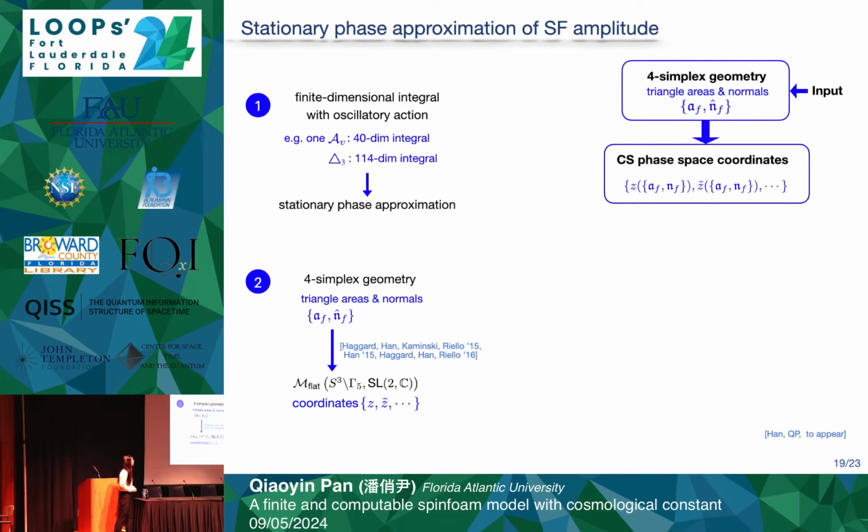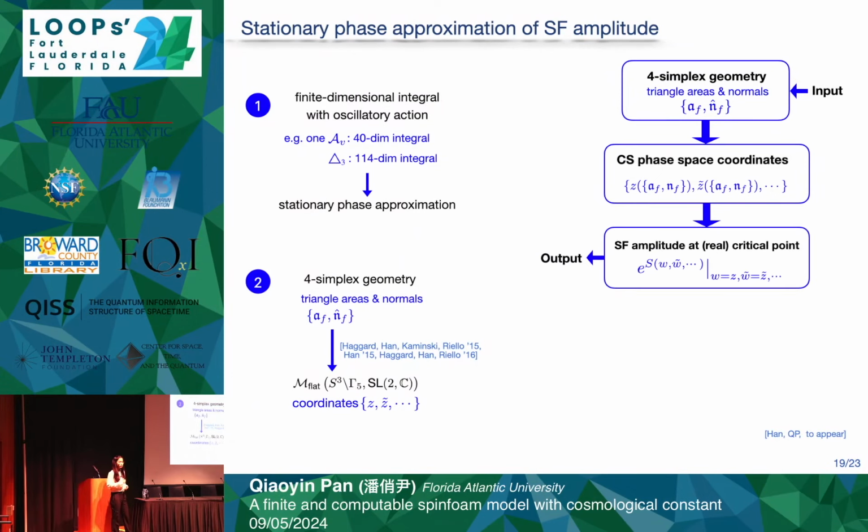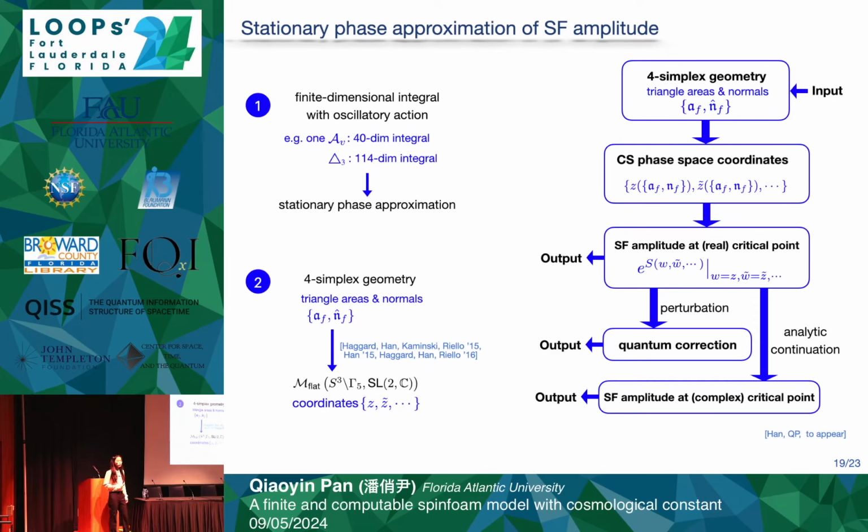Using this as input, I can write out the phase space coordinates in the Chern-Simons theory, and these coordinates are functions of this geometrical data. Then, because the vertex amplitude is written in terms of these coordinates, we can immediately write out the Spinfoam amplitude evaluated at the critical point, and these are the real critical points. Based on this, we can also perform some perturbation on this critical point. This allows us to study the higher order corrections of the Spinfoam model, which are the quantum corrections of the Spinfoam model. We can also do the analytic continuation of the coordinates and the action. Then we can find the complex critical point and write out the Spinfoam amplitude evaluated at the complex critical point.